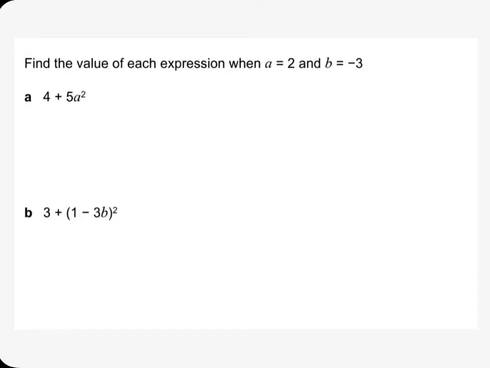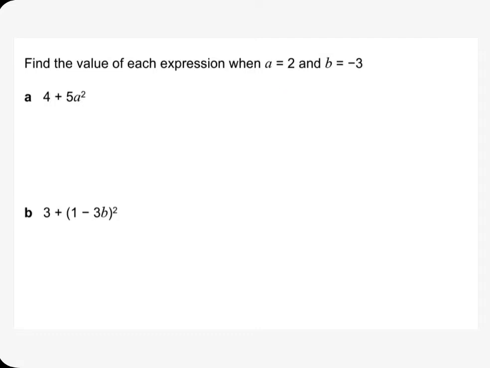In this presentation, we're going to talk about Unit 2, Substitution and Solving Equations and Expressions. Now, the question says, find the value of each expression when a equals 2 and b equals -3. We're going to answer these expressions by substituting the variables with numbers or constants.